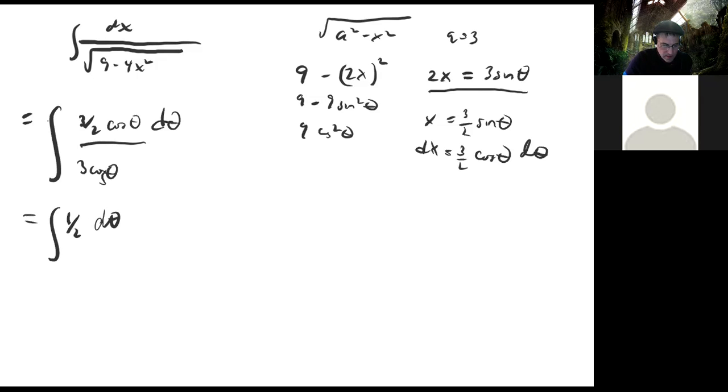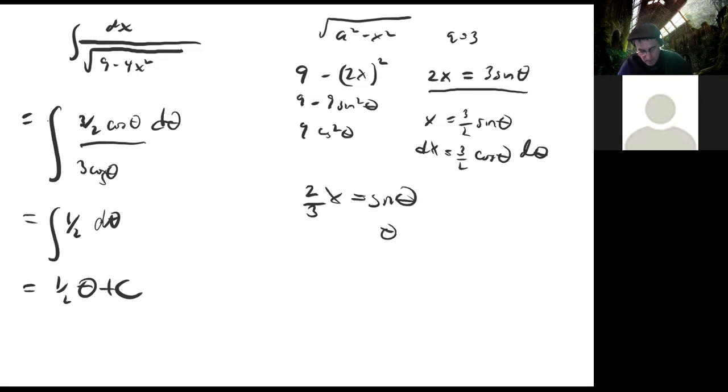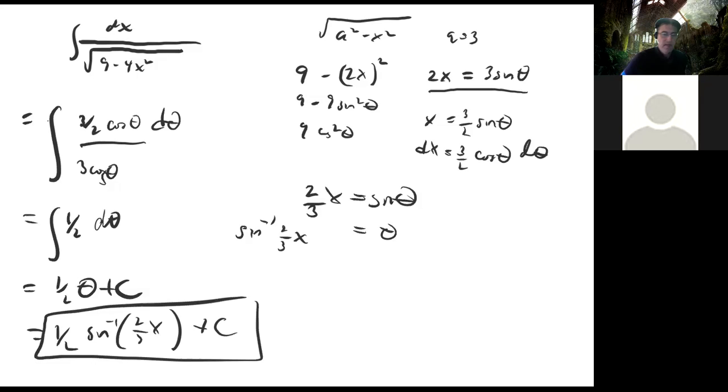So this is going to be 1/2 theta plus c. And then we have to figure out what theta is. Well, 2x equals 3 sine theta, so 2/3 x equals sine theta. So theta is equal to the inverse sine of 2/3 x. So the final answer is 1/2 arc sine of 2/3 x plus c, assuming I haven't made any arithmetic errors. That is the solution.